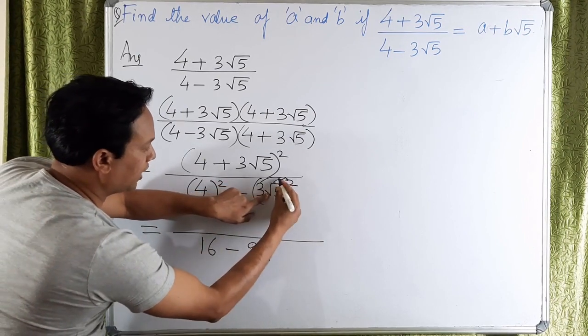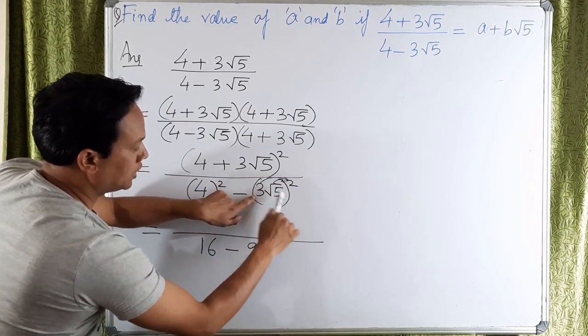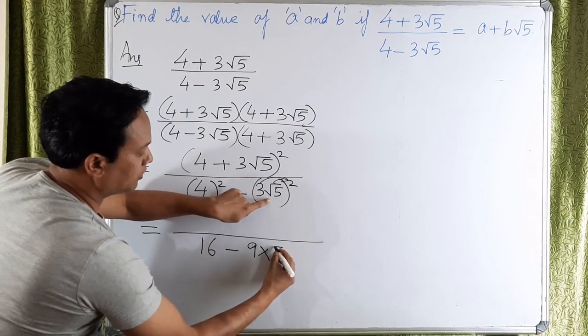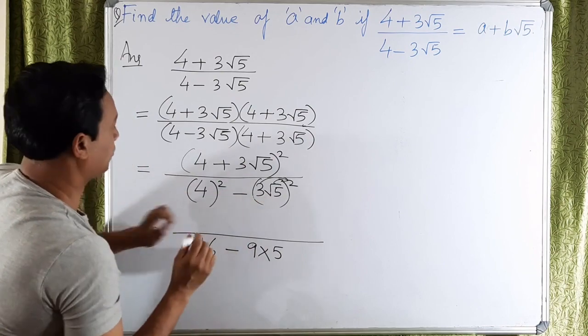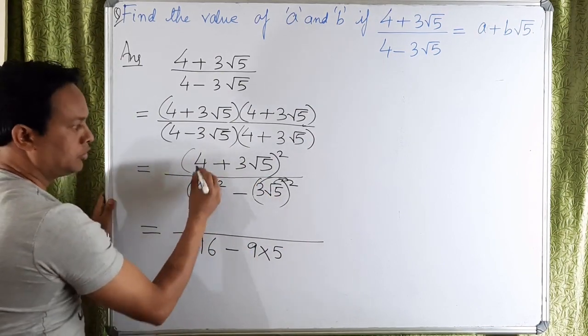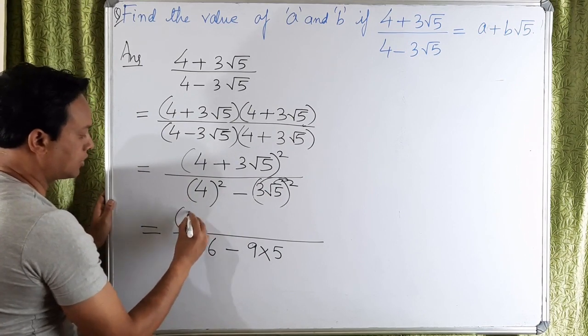And this root 5 square. First we have to square both the factors here. 3 square is 9. Root 5 square means 5 into 5. Root 5 into root 5 will become only 5. On top, what? A plus b whole thing square. You know the formula of a plus b whole thing square.